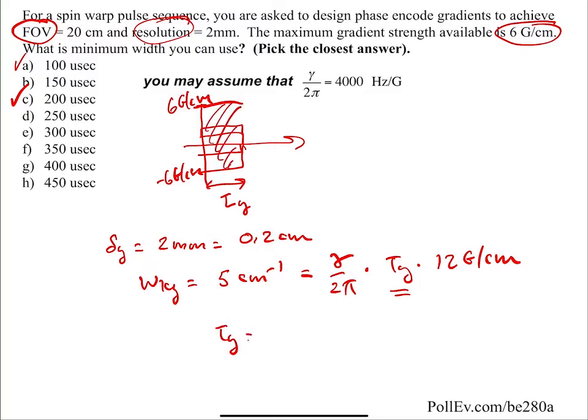So tau sub y equals 5 inverse centimeters over 4,000 over, is it 12? Is that right? Or did I screw up here? Let's see. Is it 12 or is it? Does it give me the right answer? What does that give me? It gives me 100 or 104? 104, right. Okay, so that is the right answer.